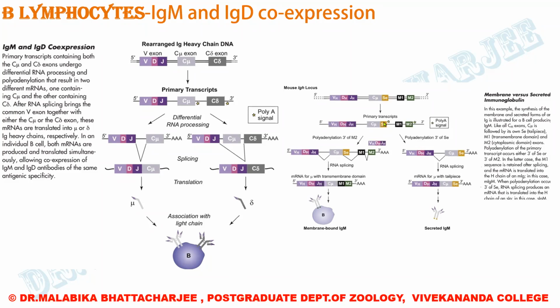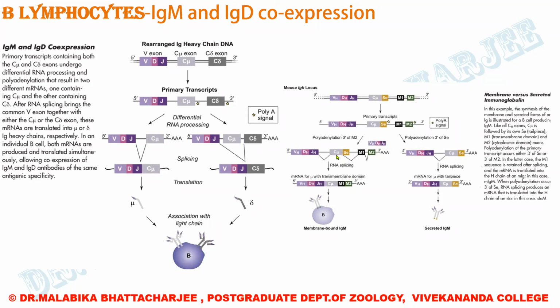let's check this one. So we have a polyadenylation site after SE, that's the tail piece, and we have a polyadenylation site after M2. So this is the primary transcript. And there is differential expression. We are having two transcripts, and then we are having RNA splicing.